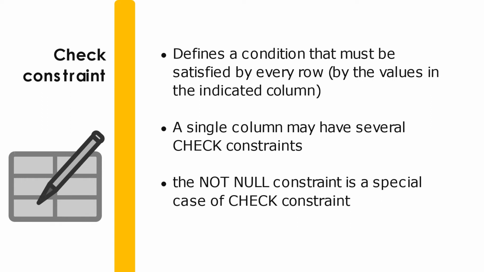The check constraint defines a condition that must be satisfied by every row of our column. A single column may have several check constraints depending on our conditions. An example of a check condition is that, for example, if our column is gender, we can specify that the values that we can get in our column are only M and F. Take note that the not null constraint is a special case of the check constraint.